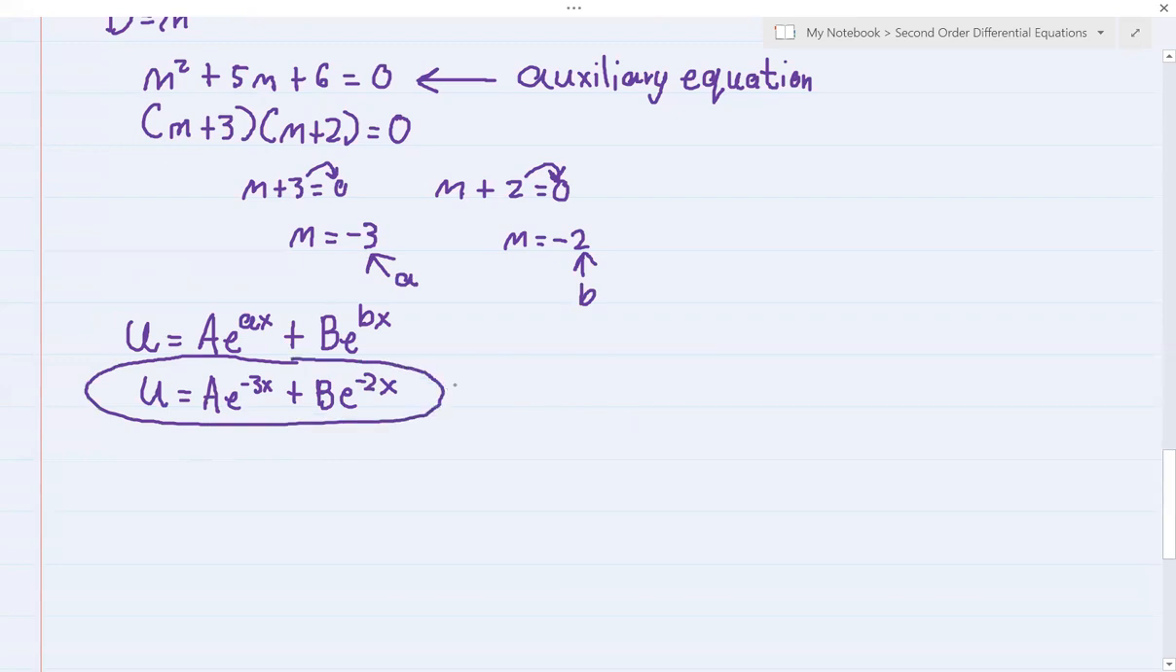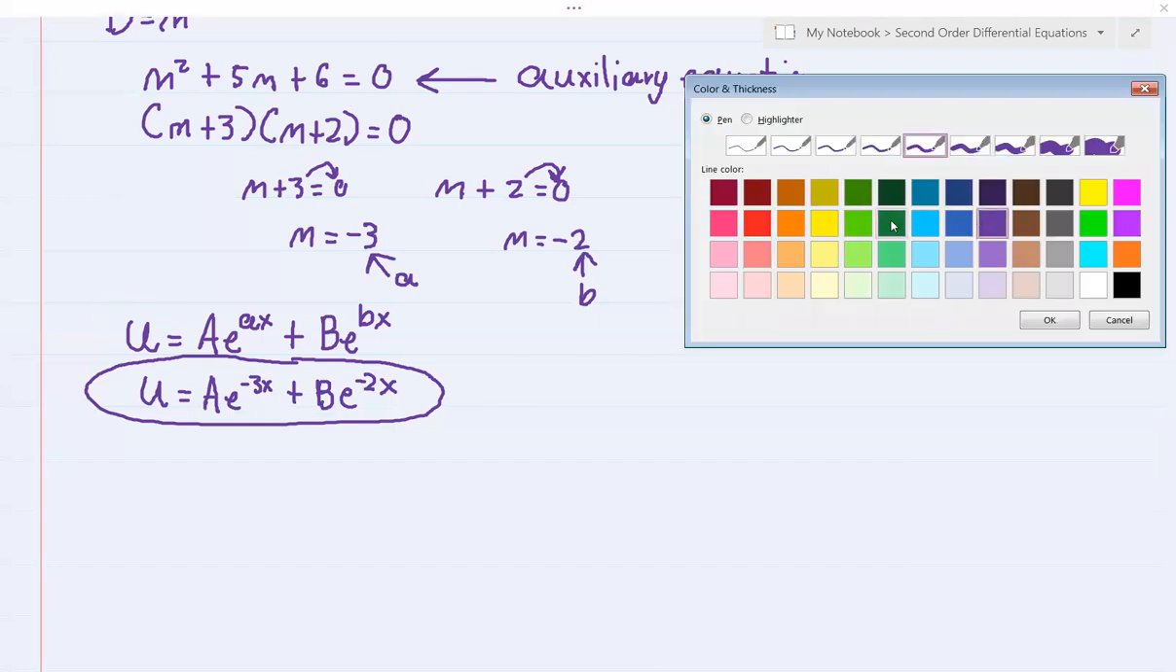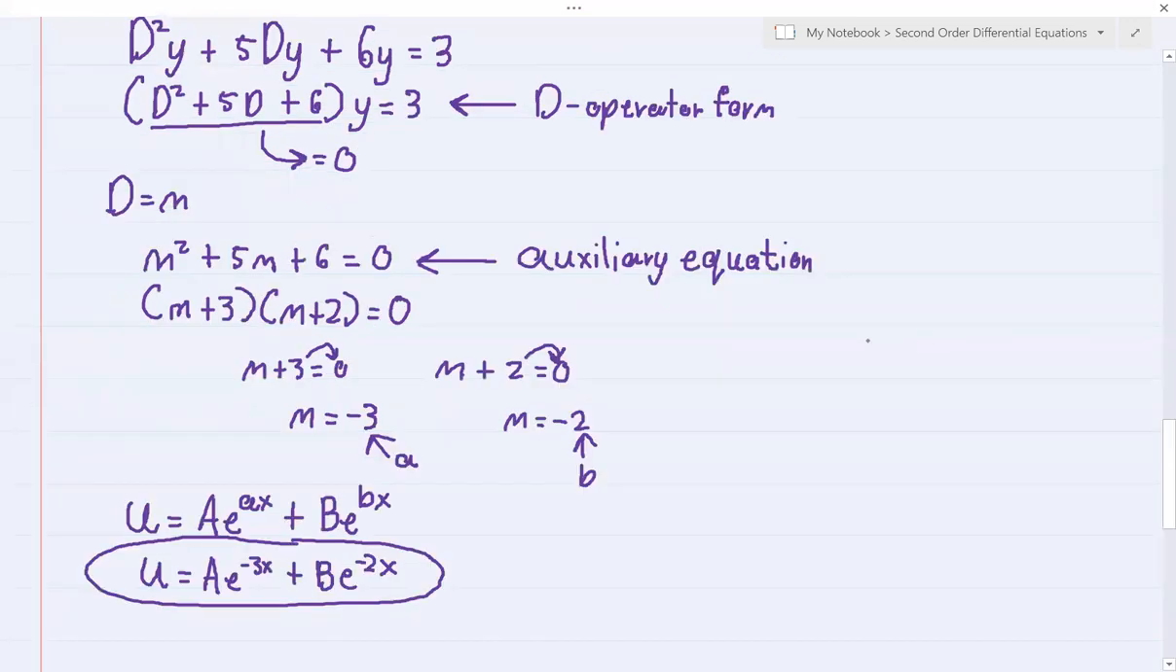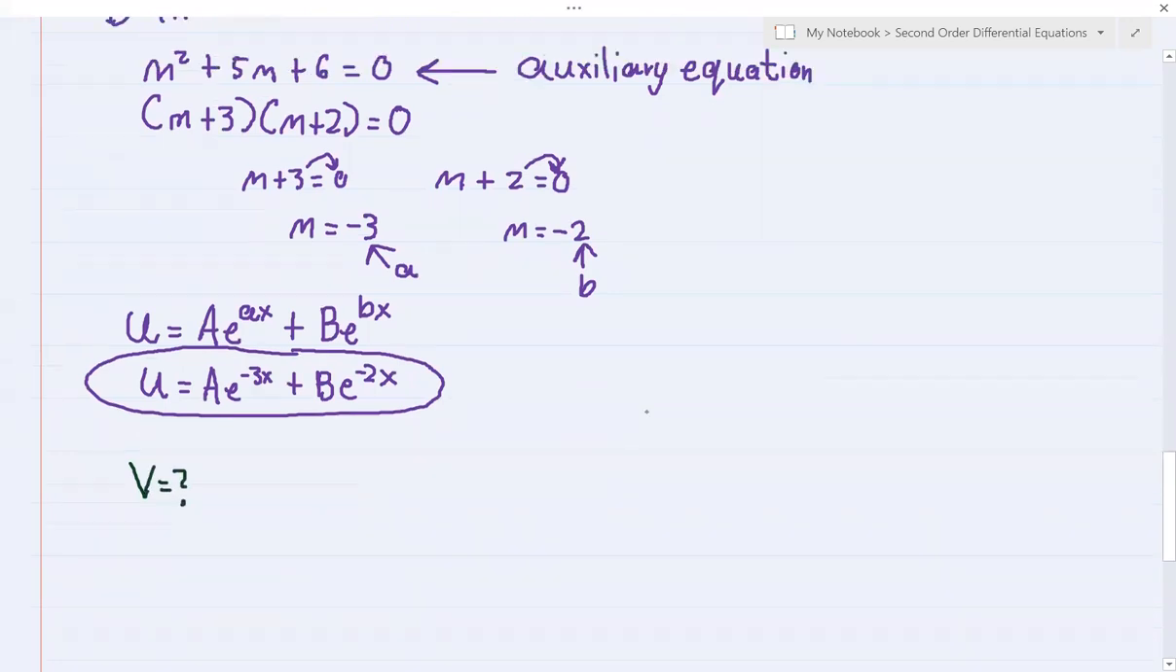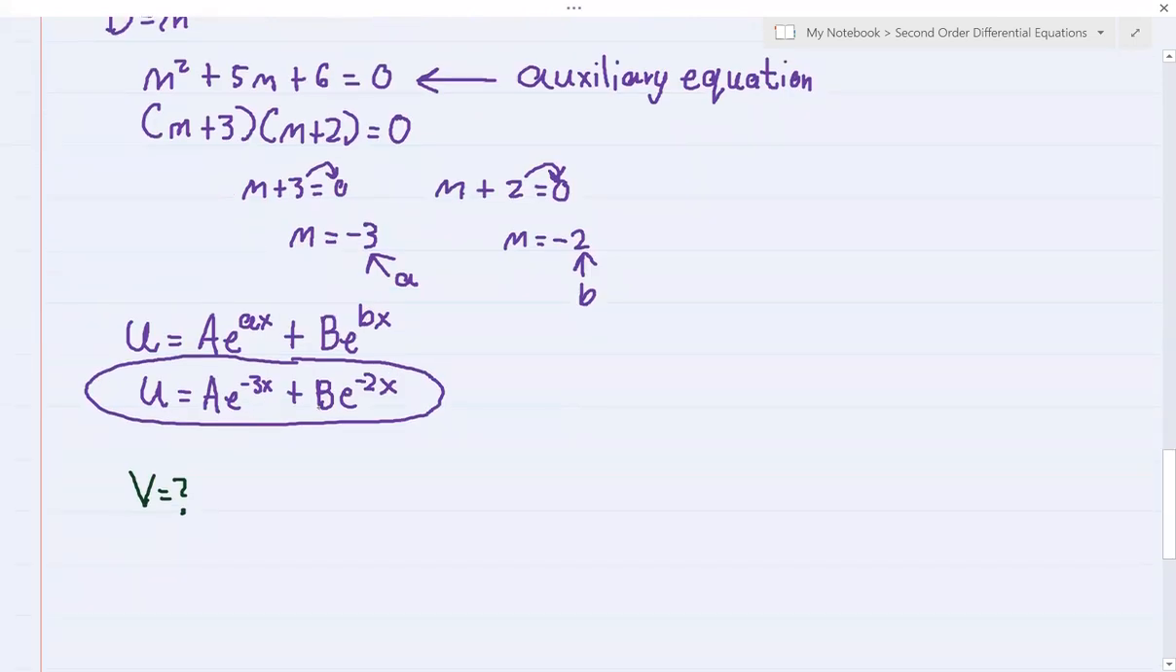Now, let's find your v. I'm going to use a different color, dark gray. How will you find your v? Take a look at your u. You have A times e raised to negative 3x plus B times e raised to negative 2x.